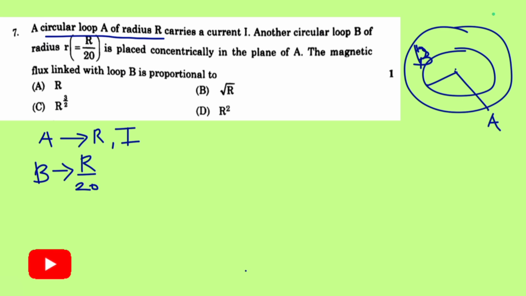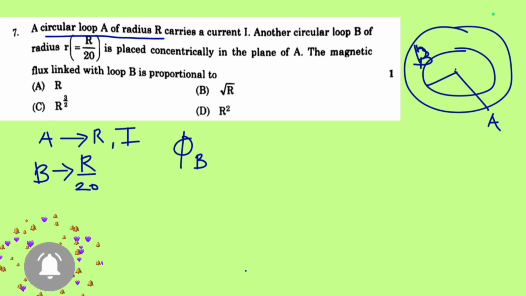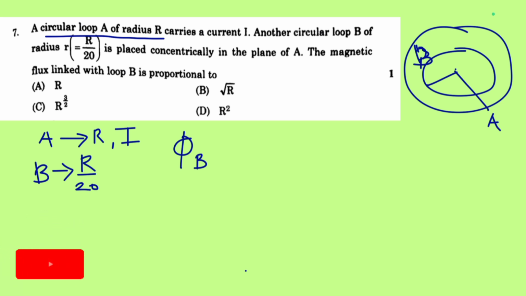Now the magnetic flux linked with the loop B is proportional to what? We have to find the magnetic flux in terms of the radius, and check whether it is proportional to r, to r square, to r to the 3 by 2, or to root r. So after solving that question, we will get the answer of that MCQ. We will see how we can solve that question easily here.